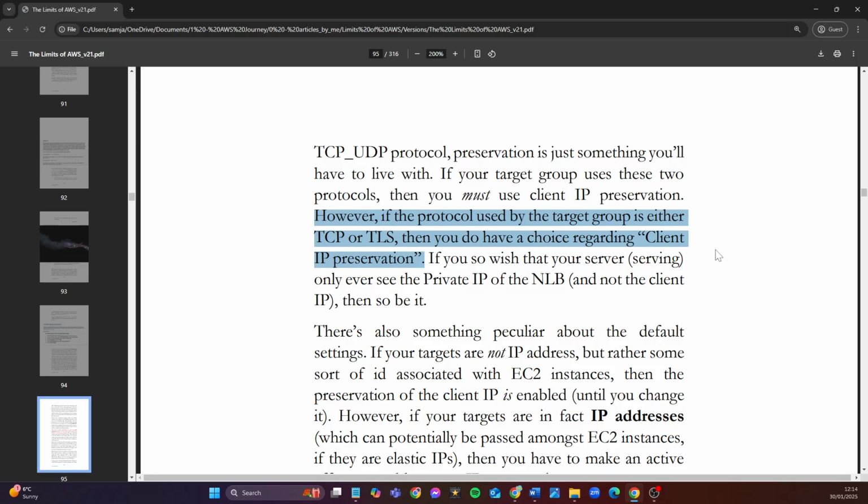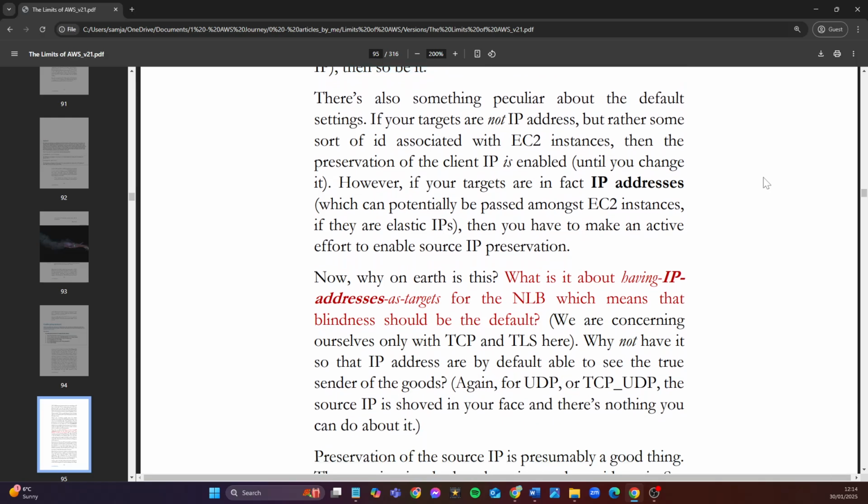If you so wish that your server only ever sees the private IP of the NLB and not the client IP, then so be it. There's also something peculiar about the default settings. If your targets are not IP addresses, but rather some sort of ID associated with EC2 instances, then the preservation of the client IP is enabled until you change it.